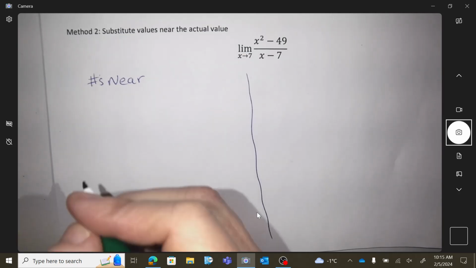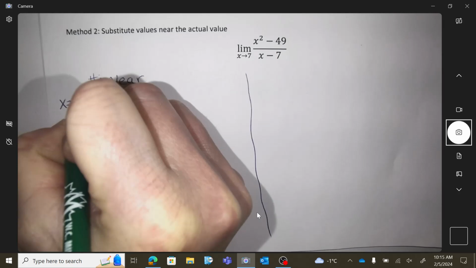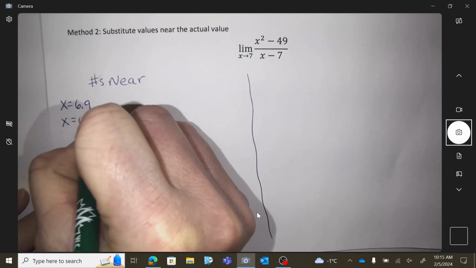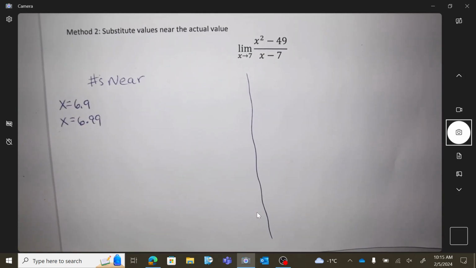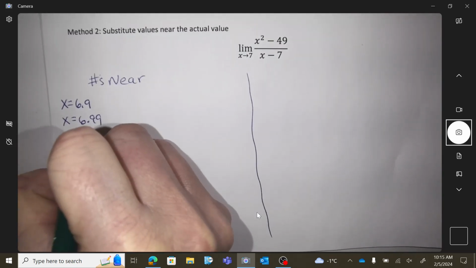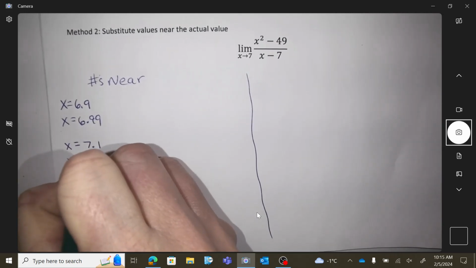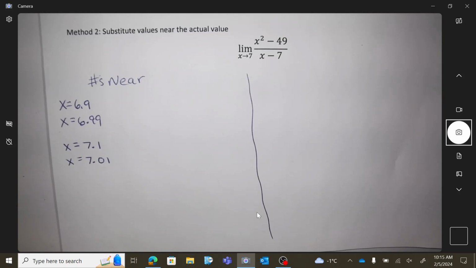I'm going to pick an x value of 6.9. I'm going to pick an x value of 6.99. I'm also going to pick an x value of 7.1 and 7.01. Okay, so I'm just picking a bunch of numbers that are close to 7, but did you notice how I picked them on the underside and the overside of 7?